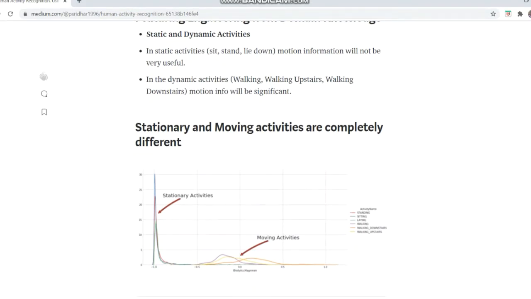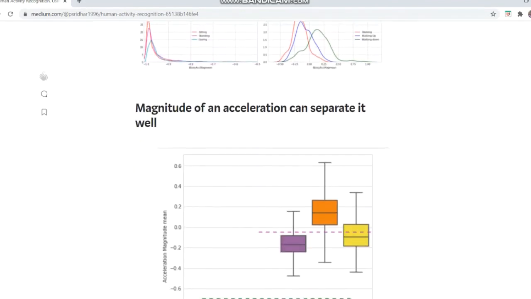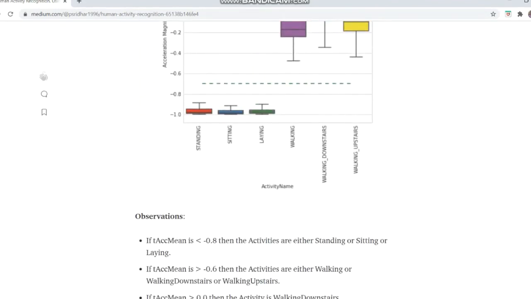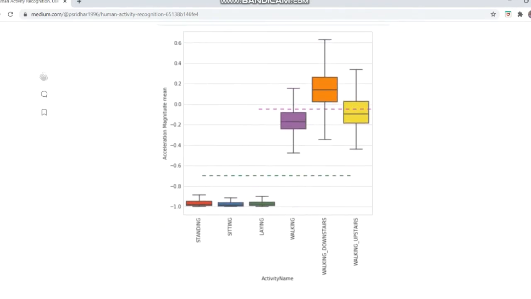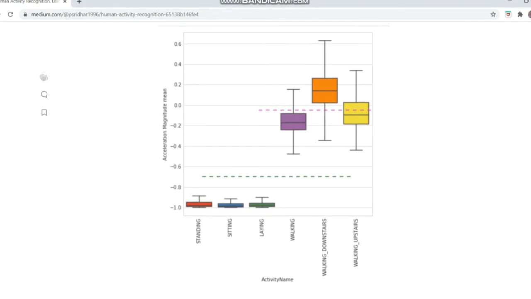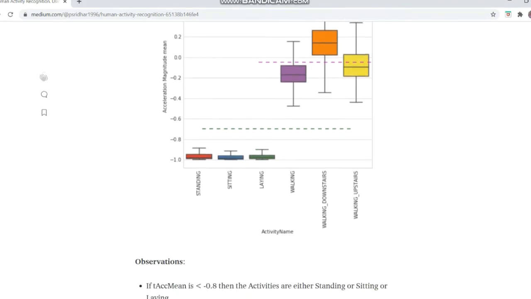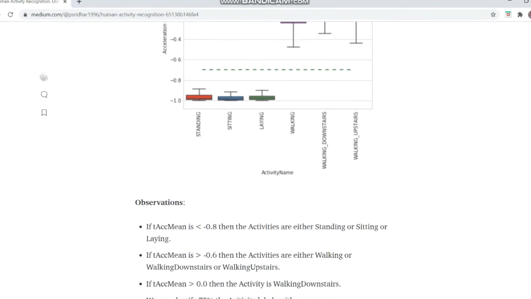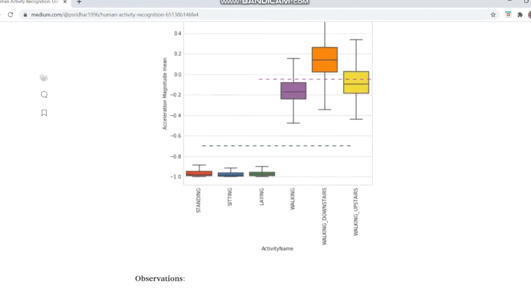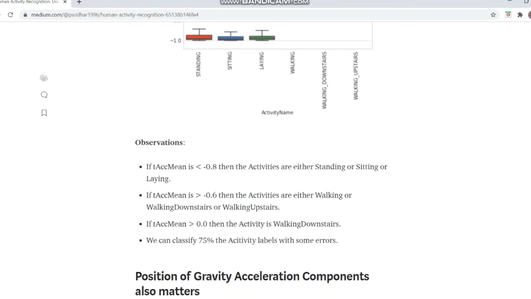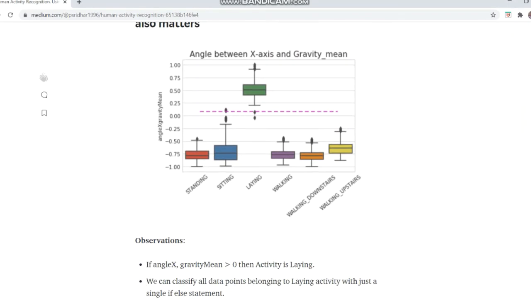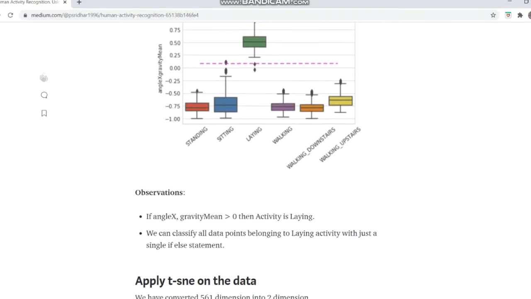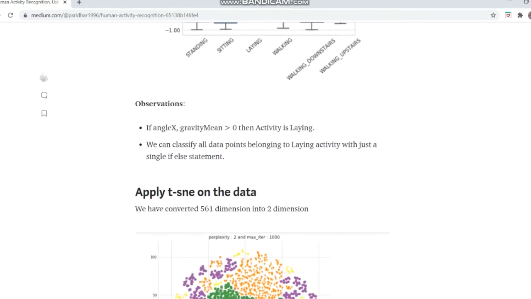Observations. If tACC mean is 0.8, then the activities are either standing or sitting or laying. If tACC mean is 0.6, then the activities are either walking or walking downstairs or walking upstairs. If tACC mean is 0.0, then the activity is walking downstairs. We can classify 75% of the activity labels with some errors. Position of gravity acceleration components also matters. Observations. If angle x, gravity mean is 0, then the activity is laying. We can classify all data points belonging to the laying activity with just a single if-else statement.